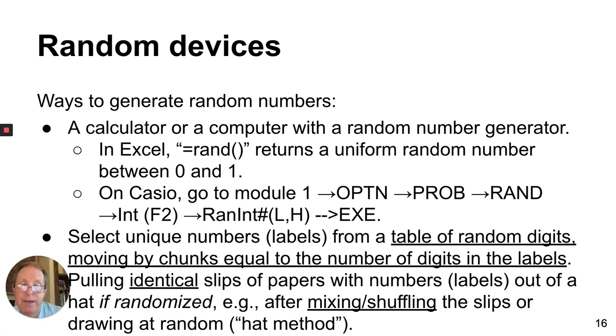Then we shake the hat, we mix up the slips of paper, and we draw slips out of the hat until we have the number of subjects that we want. When using this method to describe how you selected numbers randomly, it's important that you mention that all of the slips were identical and that you shook the hat to randomize the slips.